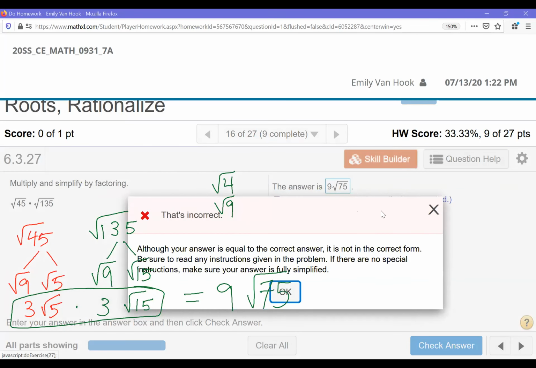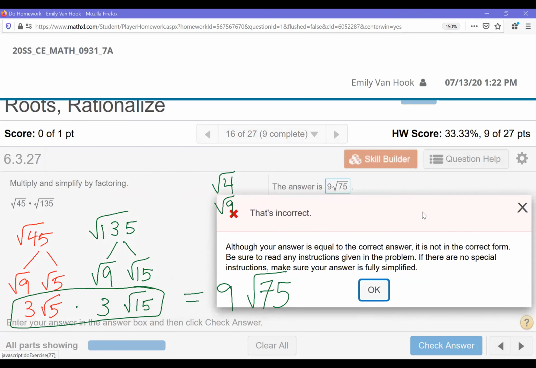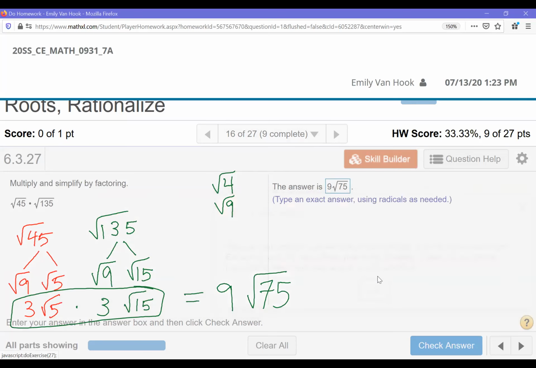So we're getting this message that we've probably seen before where it says, although your answer is equal to the correct answer, it is not in the correct form. That sometimes means I need to reduce a fraction more, or I need to factor more. In this case, I need to simplify my radical more. But at least I know I'm on the right track. It's equal to the correct answer, but just not in the correct form. So we're going to keep going. This just means the square root of 75 can be broken down more. So let's work on that.